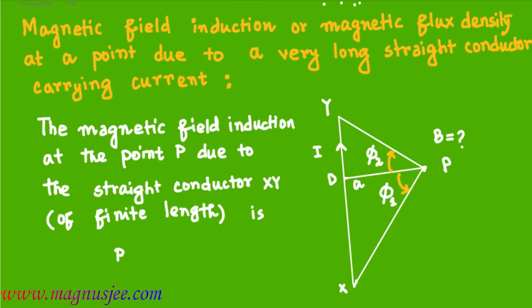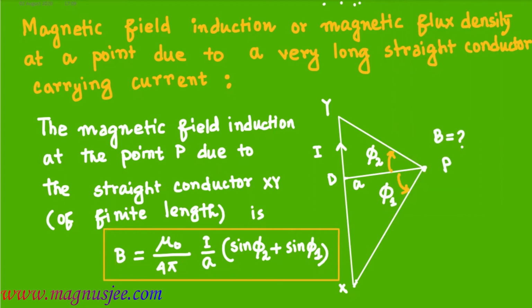Due to the straight conductor XY of finite length, B equals mu 0 by 4 pi, I by A, where current I by A is the perpendicular distance of the point P, in brackets sin phi 2 plus sin phi 1. So this is the general expression of magnetic field induction at the point P at a perpendicular distance A from a straight conductor of finite length carrying current I, and this is equation 1.